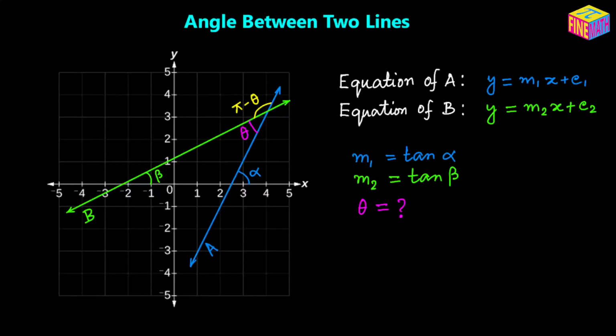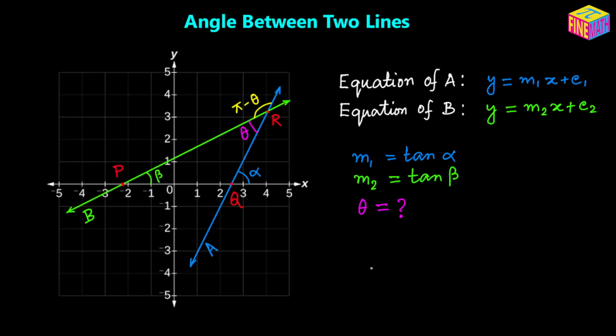Now let's assume that the equation of the first straight line, which is A, is y equals m sub 1 times x plus c sub 1. And similarly, let's also assume that the equation of the second straight line, which is the straight line B, is y equals m sub 2 times x plus c sub 2. So clearly m sub 1 is equal to tangent of alpha because that is the slope of the first straight line, and similarly m sub 2 would be tangent of beta, that's the slope of the second straight line.